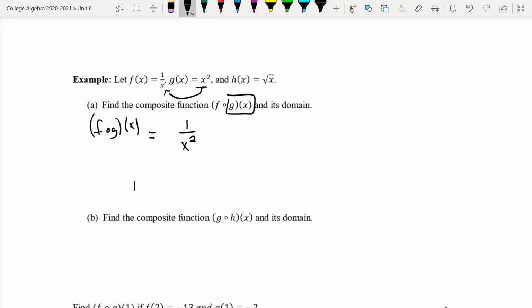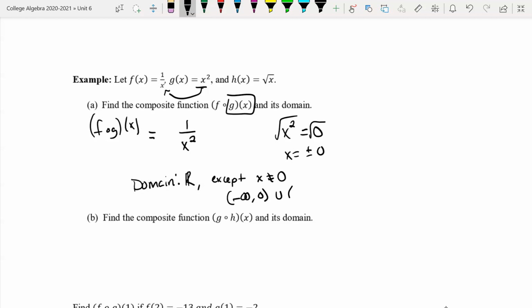Now, the domain, right, if I have a fraction, I can't have 0 on the bottom. So I'm going to take whatever's on the bottom of a fraction and set it equal to 0 and solve it. So I'd square root. There's no plus or minus 0, it's just 0, right? So my domain is all real numbers, except x can't be 0. So another way to write this would be negative infinity to 0, union 0 to infinity. Right? I use parentheses because I can't use 0.